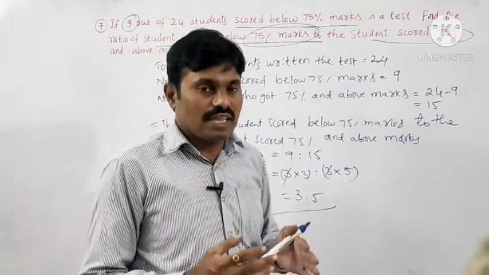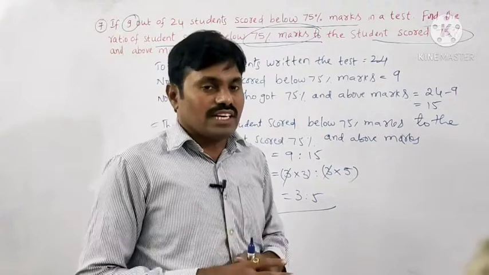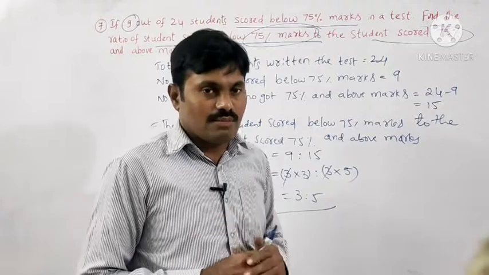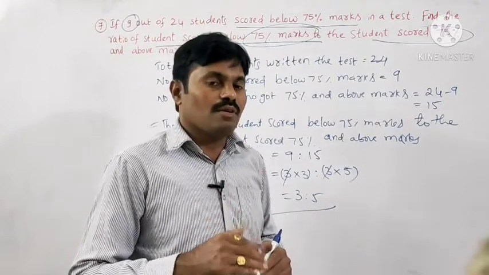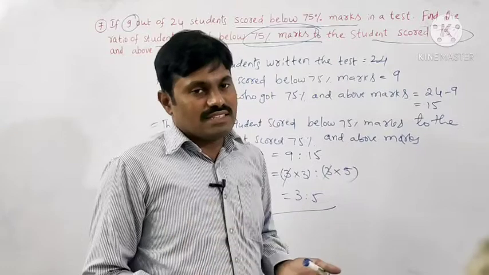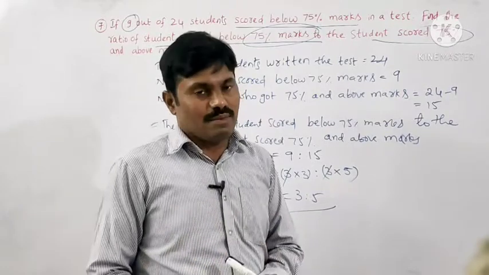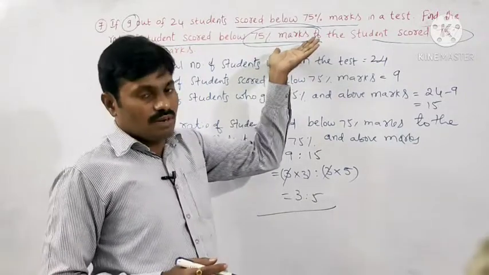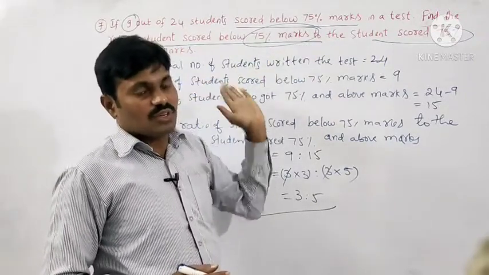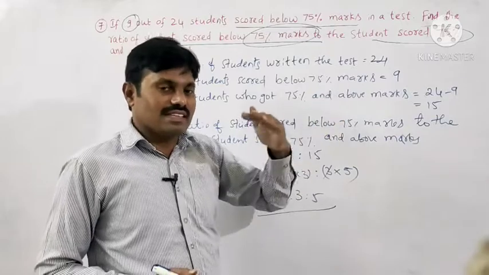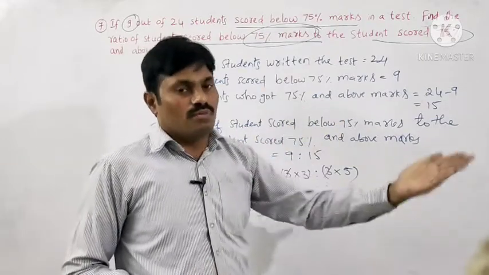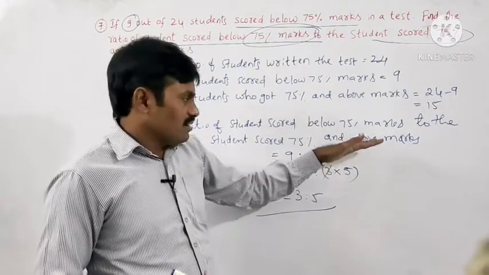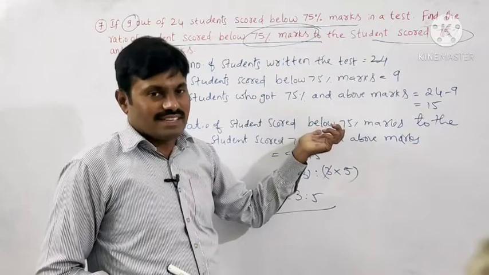For example, in a mathematics FA test, if out of 30 students, 3 students got below 5 marks, how many got 5 and above marks? You can say simply the remaining 27 members. In the same way here, below 75% means 9, so the remaining 15 members got 75% or above. Okay, clear. So this is the way of finding the ratios of the given quantities. Is it easy or not?